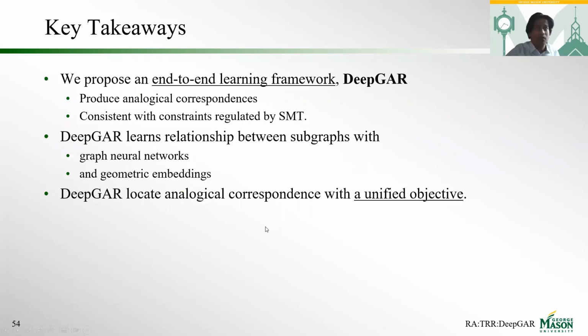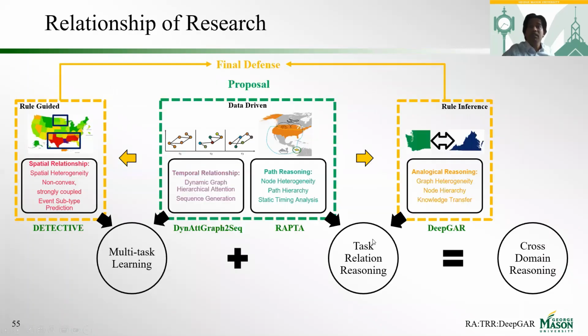Okay, so key takeaways: we propose an end-to-end learning framework, DeepGAR, which produces analogical correspondence consistent with the constraints regulated by SMT. DeepGAR learns the relationship between subgraphs with a graph neural network and geometric embedding. Then DeepGAR locates analogical correspondence with a unified objective. Look at my whole dissertation again: I explained one topic from multitask learning and another topic from DeepGAR. These 2 altogether make my dissertation on cross-domain reasoning.